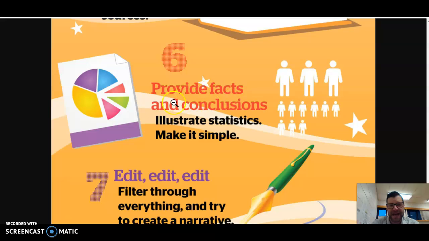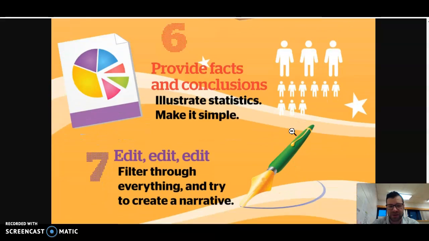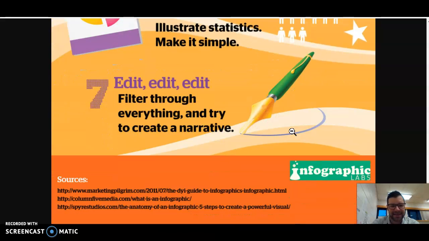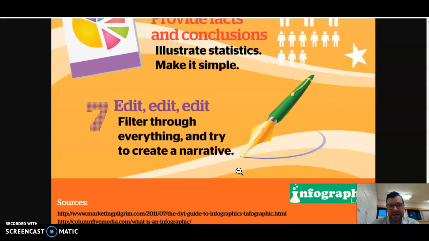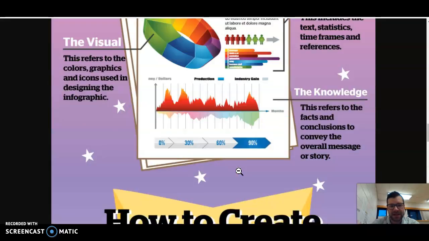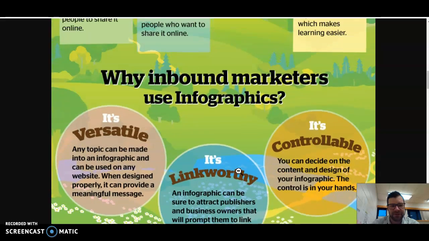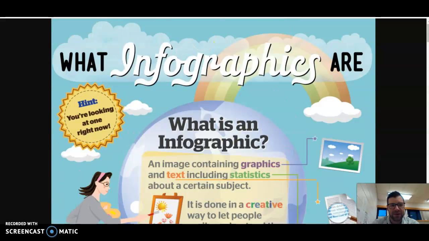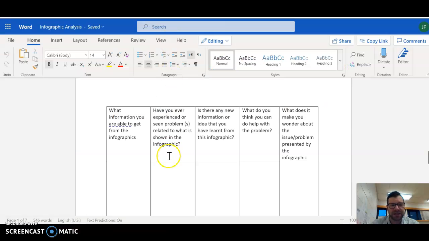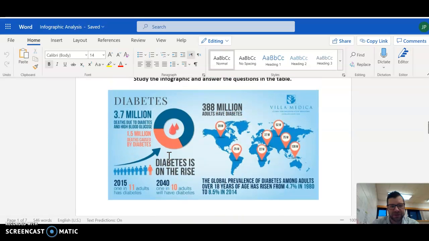Number 6, provide facts and conclusions. Illustrate statistics and make it simple. You can see they're using the silhouette of people, the bigger people representing more numbers and the smaller people representing smaller numbers. Edit, edit, edit. So filter through everything and try to create a narrative. So that is the steps that go into making an infographic, the major parts of an infographic, and what is, in fact, an infographic. So, we're going to take a look. This is what you're going to have to do for these.